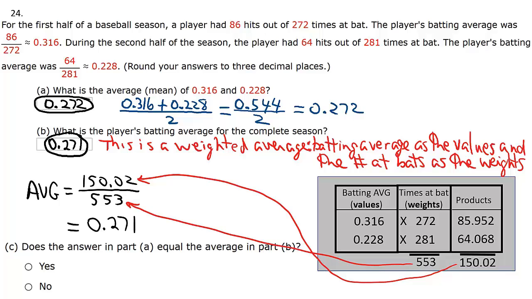The final part says, does the answer in part A equal the average in part B? And the answer is no. You can see that A is 0.272 and B is 0.271. So no, they do not.